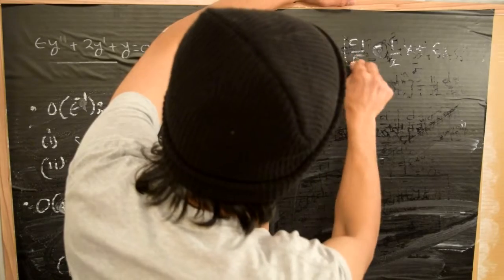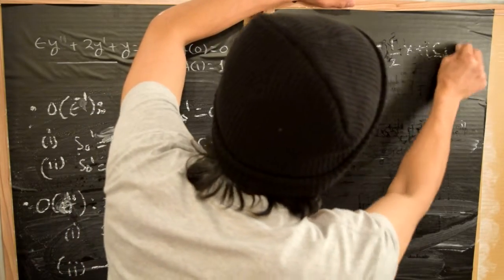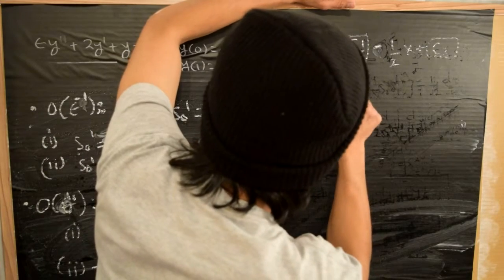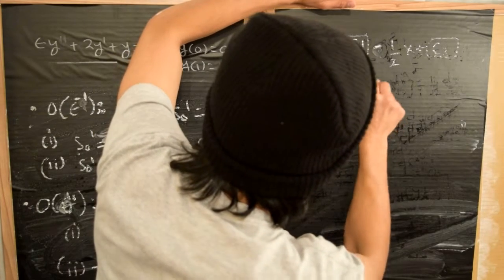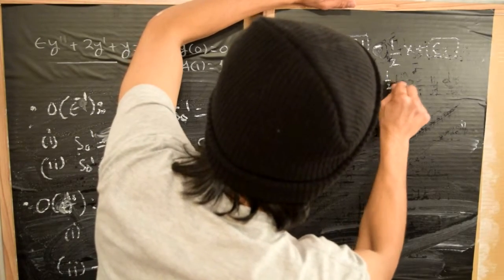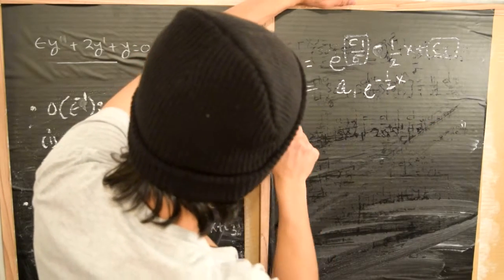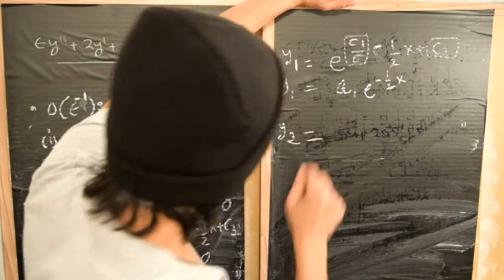Now notice that this is a constant and this is a constant. So we can extract this constant out of the exponential and write this entire solution as some constant a1 times e to the power of minus half x. And that's the first solution. Okay. What's the second solution?